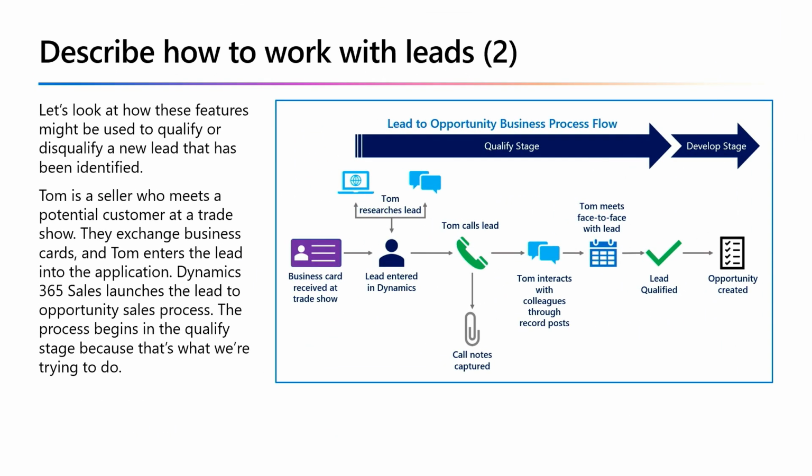After an account executive has gone through the process of determining the viability of a potential lead, it can either be qualified or disqualified. A qualified lead indicates that they are a viable potential sale and are ready to move to the next phase in the sales process.